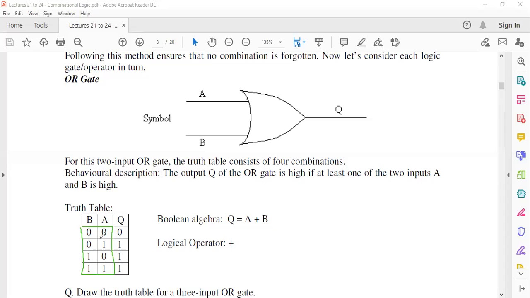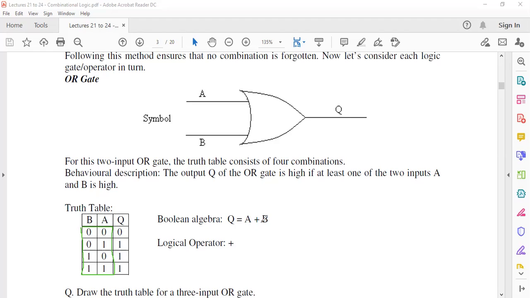So if you look at the truth table now, we find that for the 4 combinations here, if at least A or B or both are high, then the output is high. So we have only one possible combination, which is 0, 0, where the output state is 0. Mathematically, we can represent the operation as a plus operation.